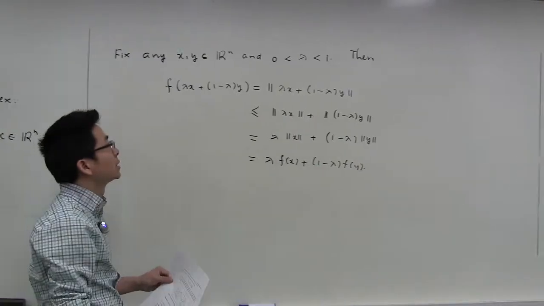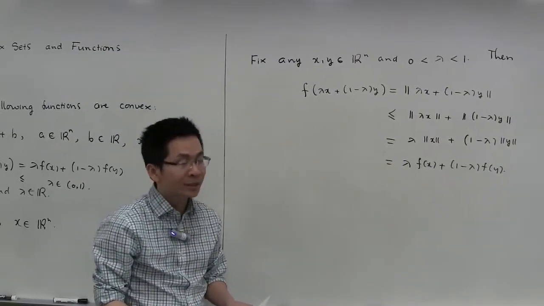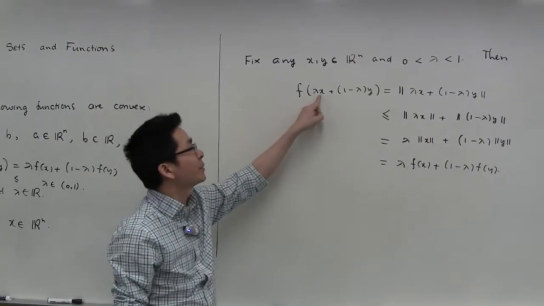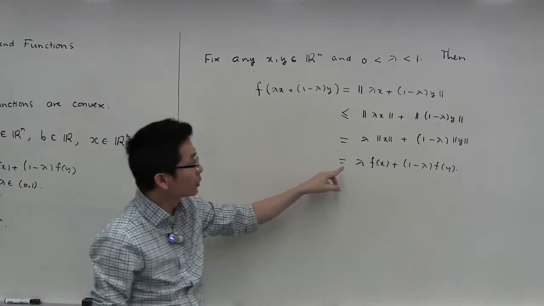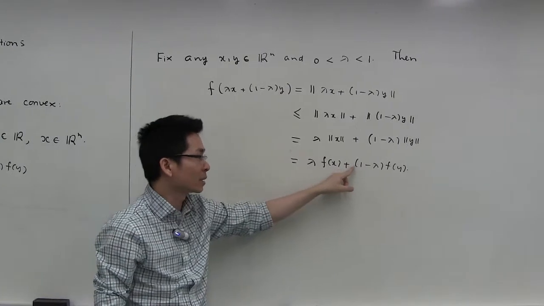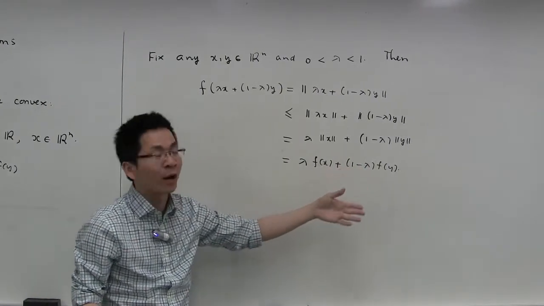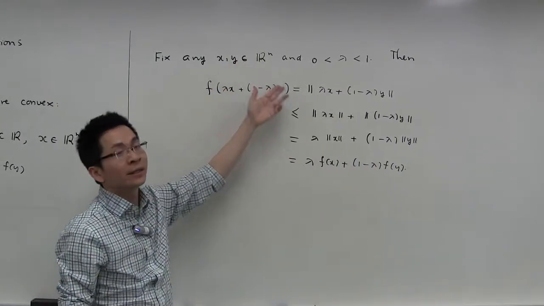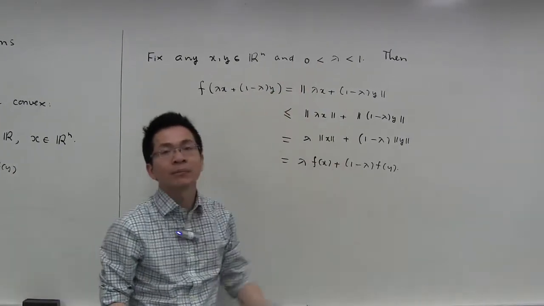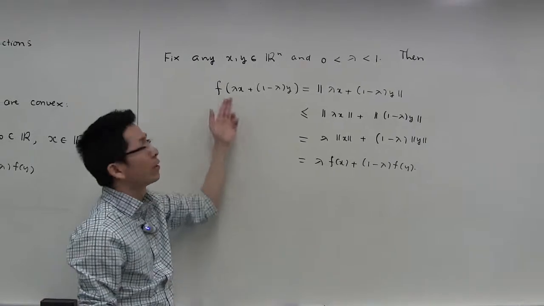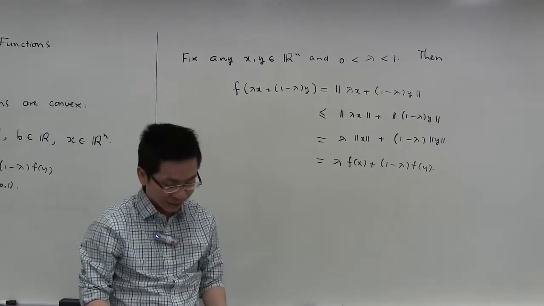Okay, so we have proved that f of lambda x plus 1 minus lambda y is less than or equal to lambda f of x plus 1 minus lambda f of y for all x and y in Rn and lambda in the interval 0, 1. Therefore, f is a convex function.